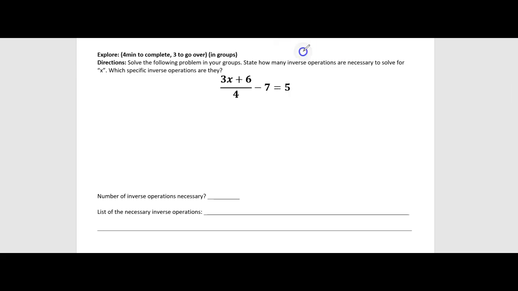Okay, again, this is pretty similar to one of the equations from our do now. First I'm going to add 7 to both sides. So that's going to give me 3x plus 6 divided by 4 is equal to 12. So I'm just going to start listing my inverse operations. Sorry, we haven't divided yet. I'm thinking too far ahead. Add 7 to both sides.